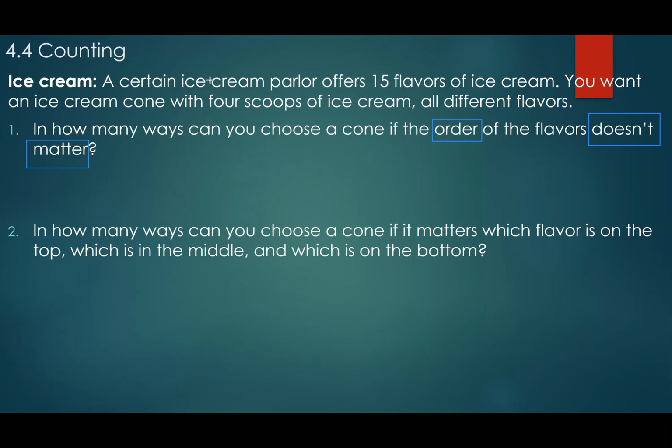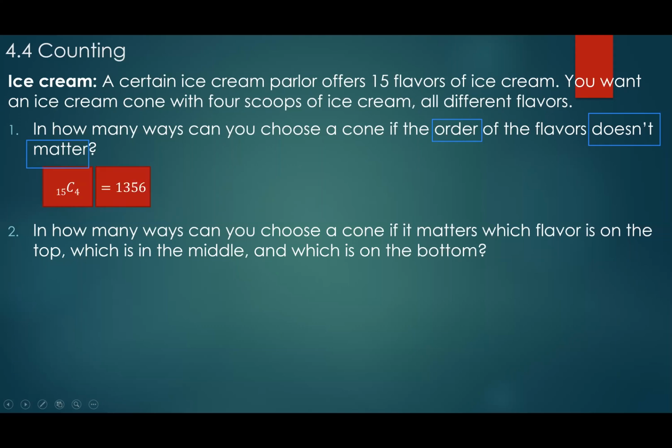So in this case, how many flavors do I have? Do you agree that there are 15 flavors? And out of that 15 flavors, how many are you choosing? You're choosing 4, which is, everybody see that we have 15C4. And why C? Because the order does not matter. So 15C4, if you use your calculator, you have 1,365 different ways, okay?